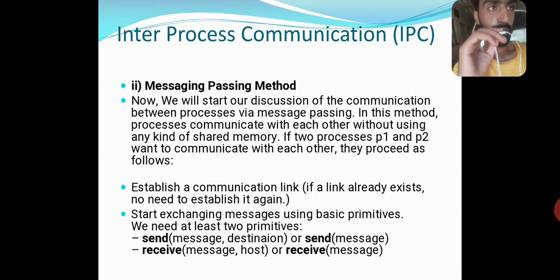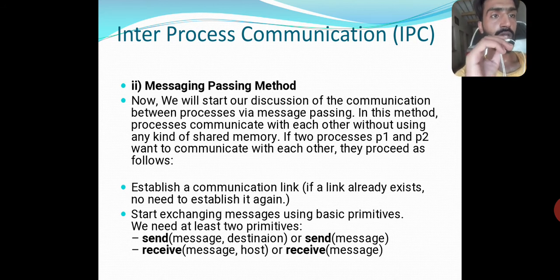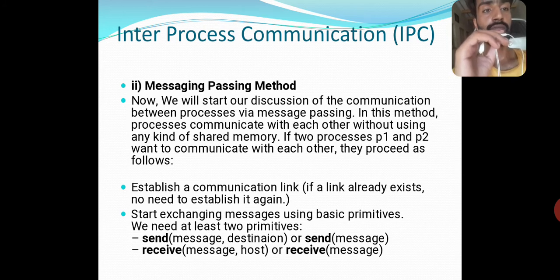If two processes, P1 and P2, want to communicate with each other, they proceed as follows. Establish a communication link. If a link already exists, there is no need to establish it again. Start exchanging messages using basic primitives. We need at least two primitives: send(message, destination) or send message, and receive(message, host) or receive message.